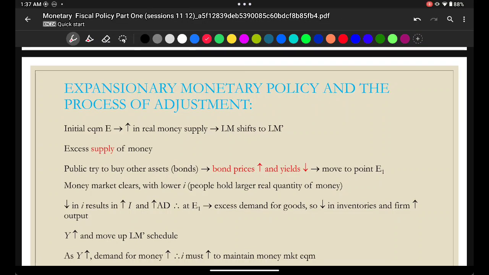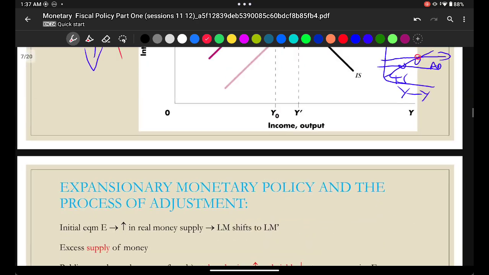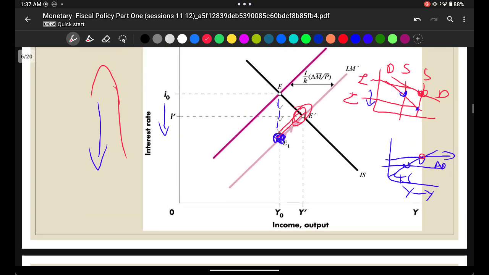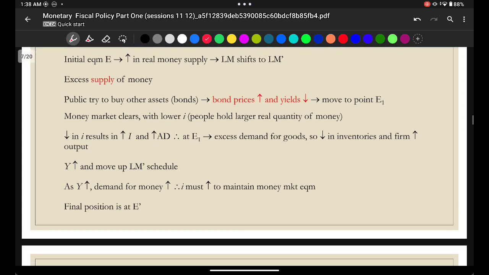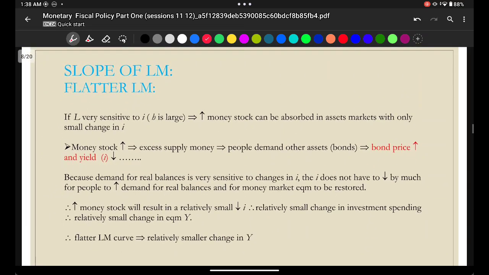Okay, so we're done with session 11, now we're going to session 12. Now we finished doing this, and what I said over there is this, right? I already explained all this, right? Now we're going on to the slope of the LM. All you have to know is this, right?